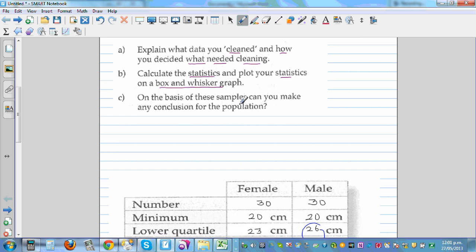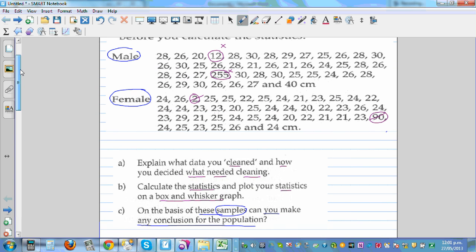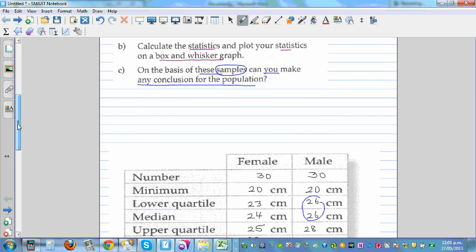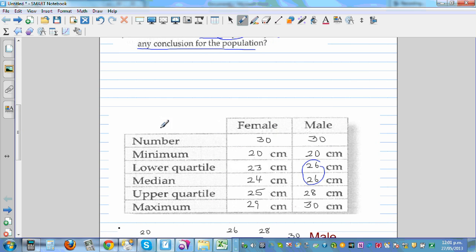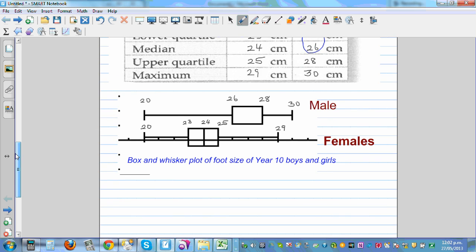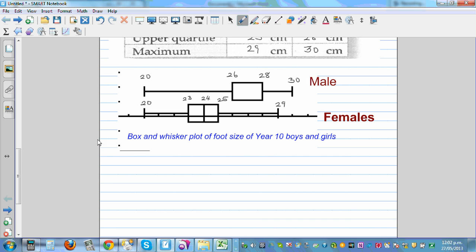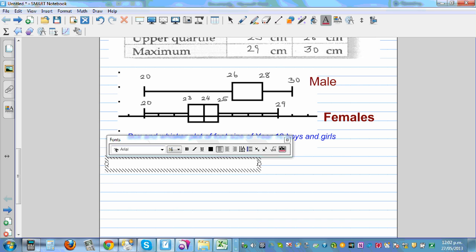On the basis of these samples that you have, can you make a conclusion for the population? You're always talking about the population from the sample. This is a sample of around 45 male and female, and from that I took 30, so I made a sample size of 30 for both male and female. When you're looking at stats and graphs, you've also got the stats on top of that. First, you need to write what is obvious.